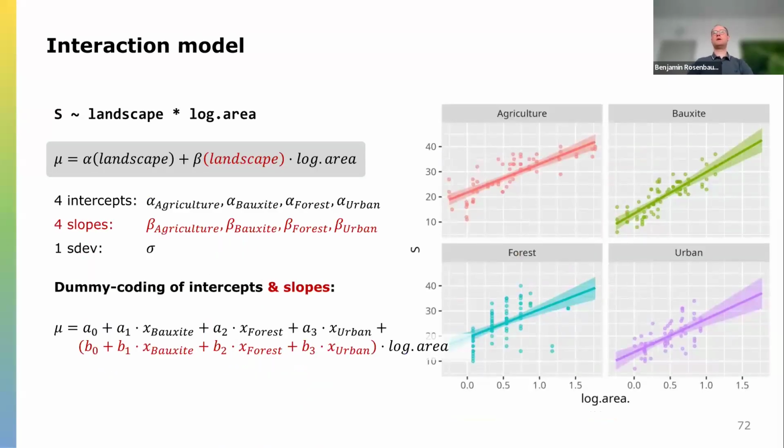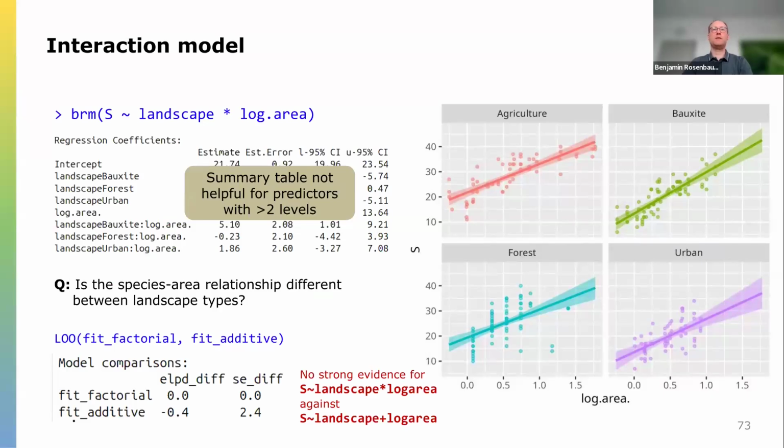And the last model we are using here is the interaction model. So why would you use this model? For instance, to answer a question like, is the area effect on species richness different between landscape types? So we would be interested if there are actually different slopes involved.